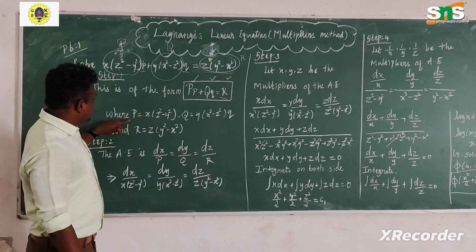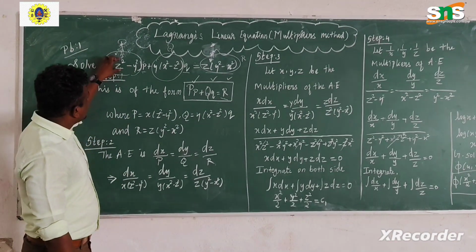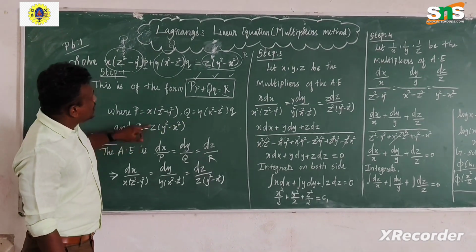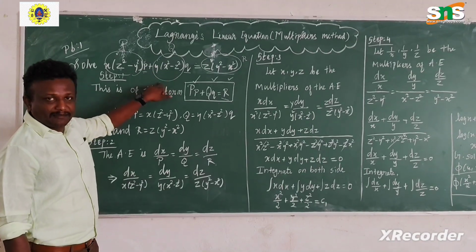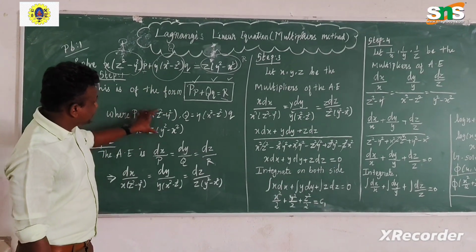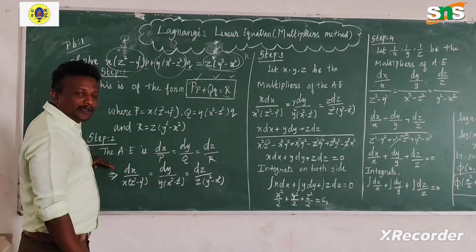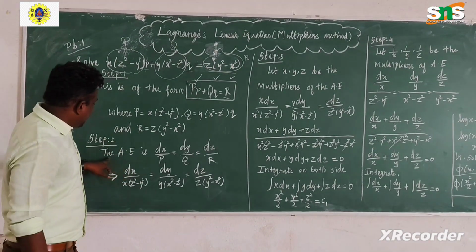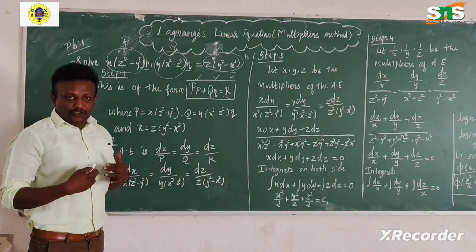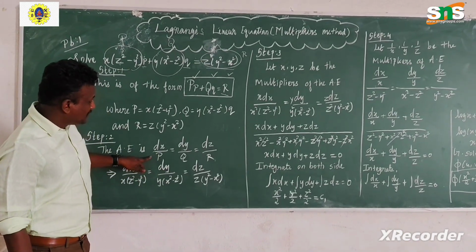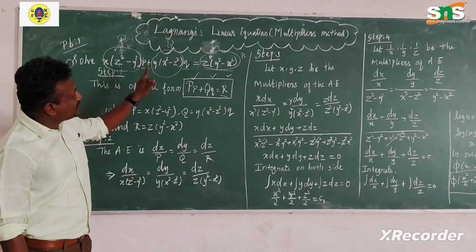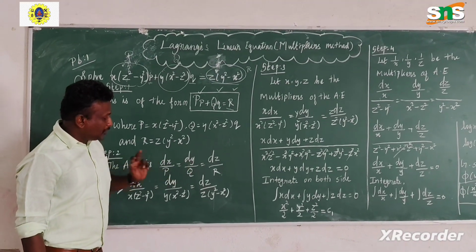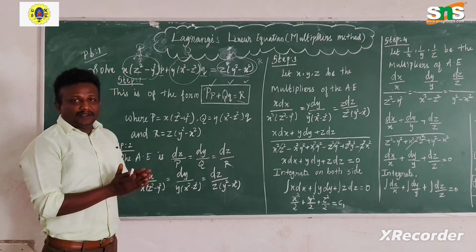So now we know what capital P, capital Q and capital R are, and we write them in the next step. Our capital P is this part, and similarly capital Q and capital R are obtained from the question itself. After identifying these three results, let's come to step 2, where we write the auxiliary equation. The auxiliary equation gives us the general solution. This is the general formula for the auxiliary equation in Lagrange's linear equation: dx by P is equal to dy by Q is equal to dz by R.